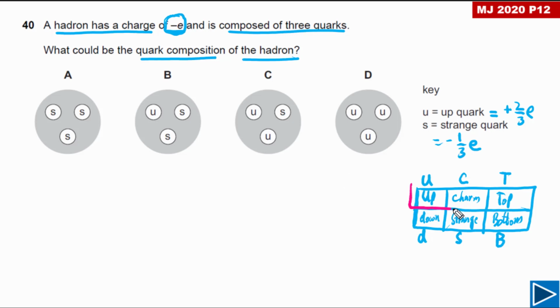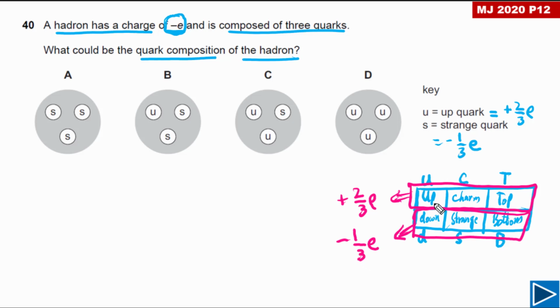If we look at this row, if we look at these 3 quarks, all of them have the same charge. They have charge equal to plus 2 by 3e. But if we look at this bottom row, all these 3 quarks also have the same charge, that is equal to minus 1 over 3e. So this is very simple way.